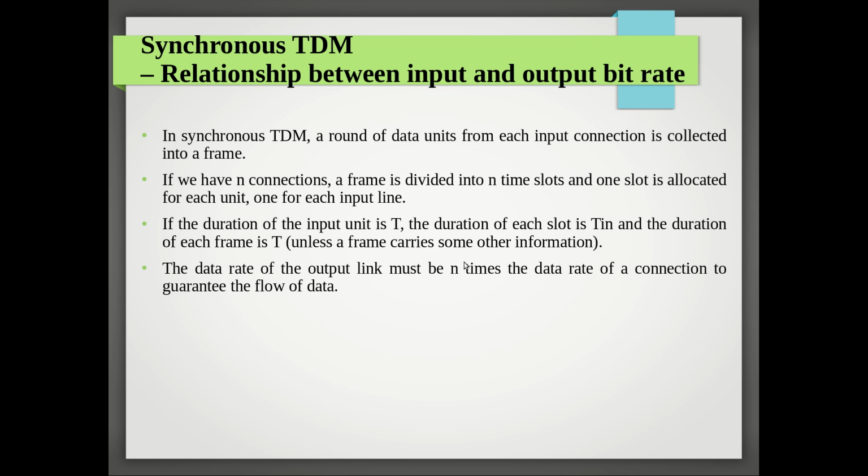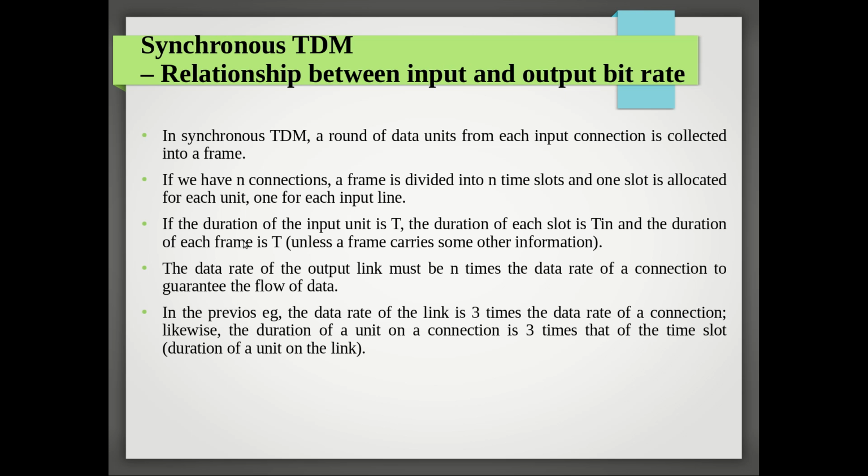The data rate of the output link must be n times the data rate of the connection to guarantee the flow of data. To ensure the continuous flow of information from the source through the common carrier to the receiver, we should ensure that the data rate of the outgoing link is n times faster than the data rate of the input lines. Like my example, 10 units per second, 10 units per second, 10 units per second, so that the outgoing link has 3 into 10. That is 3 in that example. Here we assumed n connections, so n into 10, whatever it is, the data rate of the outgoing link should be n times the data rate of the input connection, to ensure the continuous smooth flow of data.